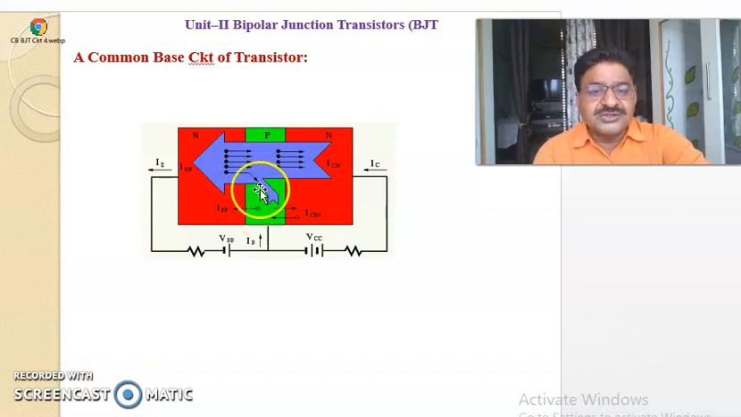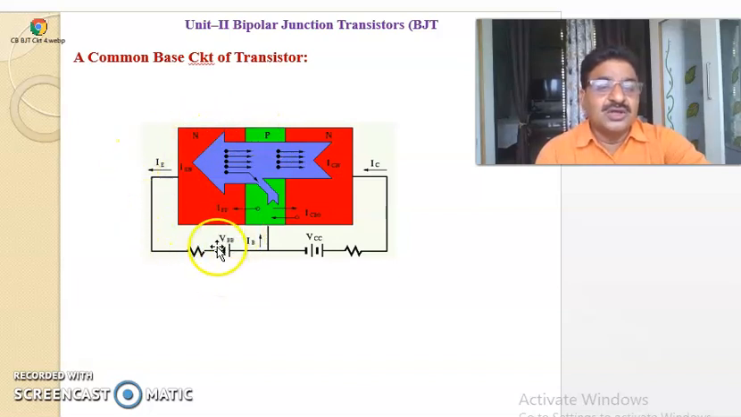Why are they crossing it? Because this emitter diode, I mean the n-p, n is connected to what terminal? You see, negative. And this p terminal is connected to what? Positive, holes. So this diode is in forward bias. Because of this forward biasing, these electrons are propagating in this direction.